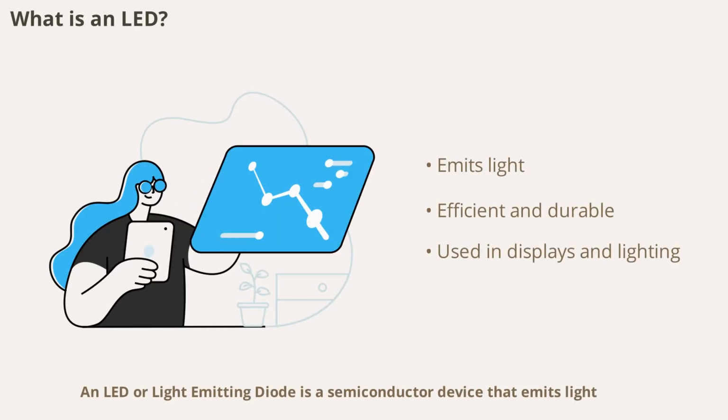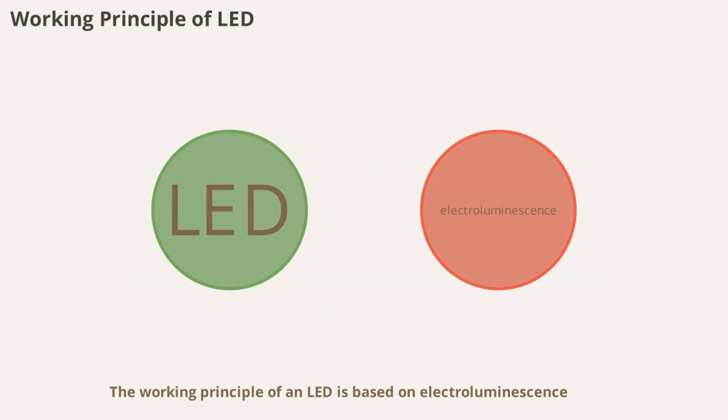An LED, or light-emitting diode, is a semiconductor device that emits light when an electric current passes through it. Unlike traditional bulbs, LEDs are highly efficient, long-lasting, and come in various colors. Their small size and low power consumption have made them the preferred choice for displays, indicators, and lighting in countless electronic devices.